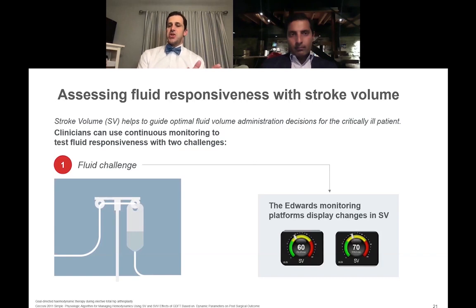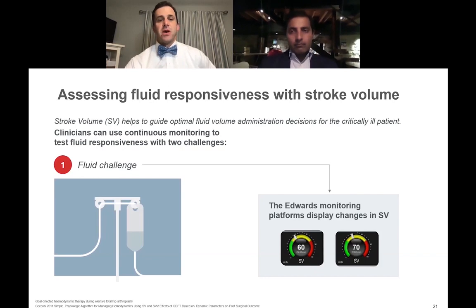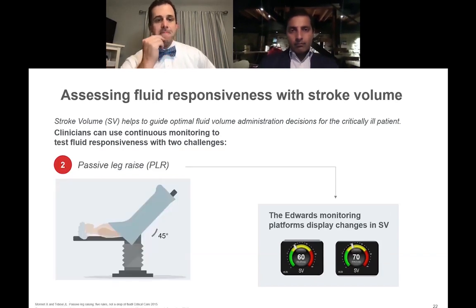So as we give fluid, we should see, in a patient who is monitored, a stroke volume increase, okay? So the first is that we can give that fluid challenge, and we can see the stroke volume come up. Move to the next slide.